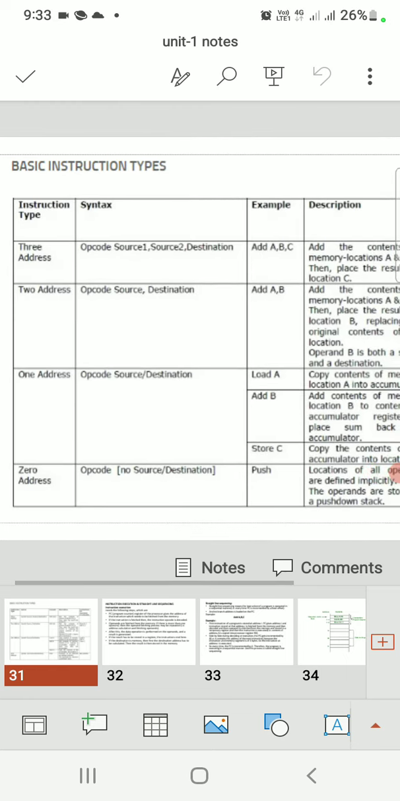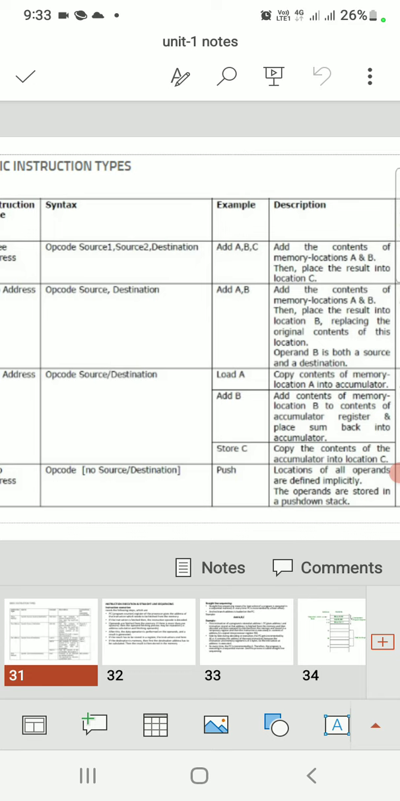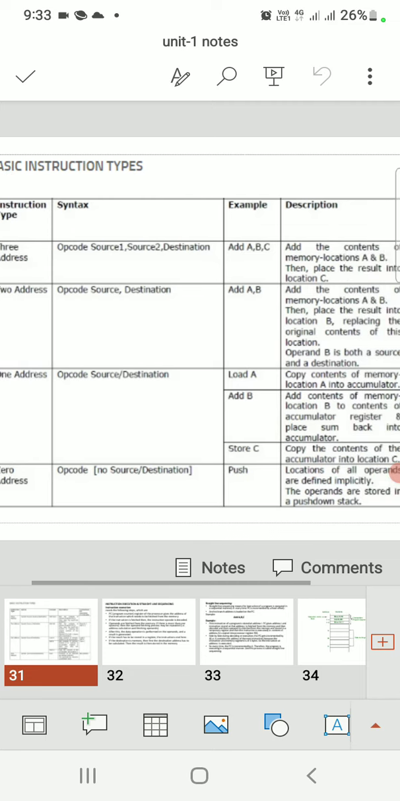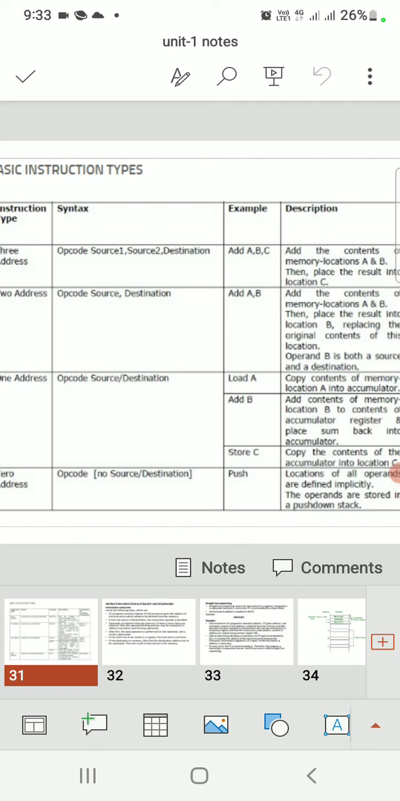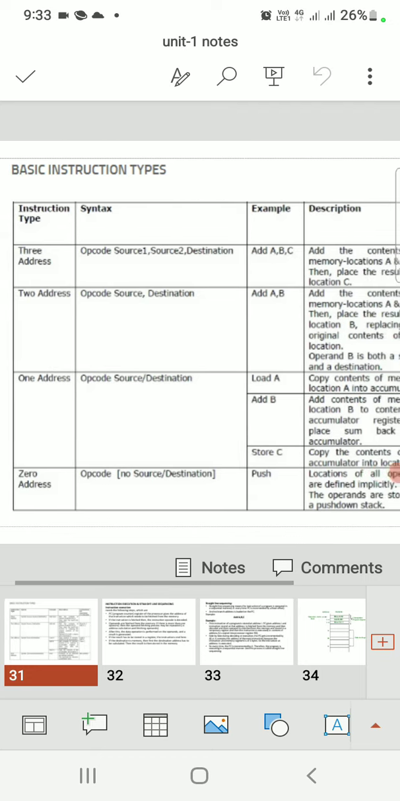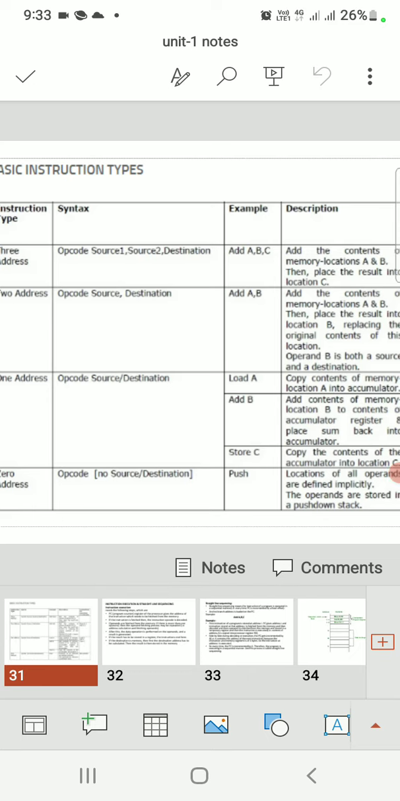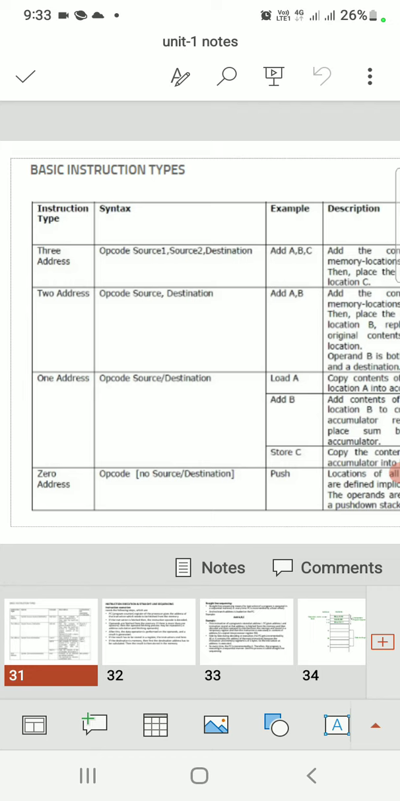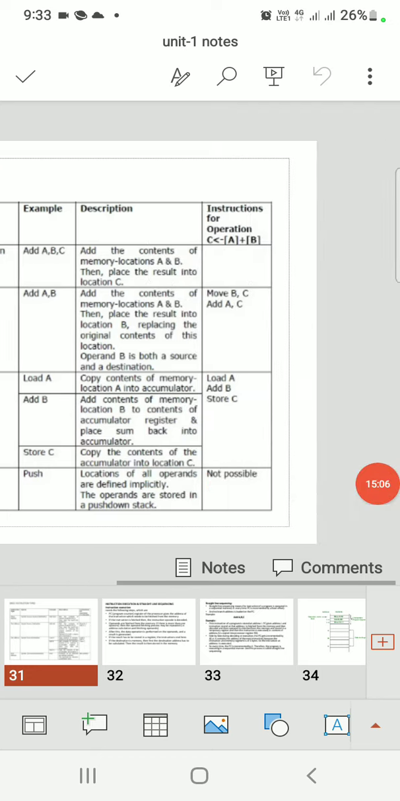We have three-address instructions. Opcode is add, the first source is A, the second source is B, destination is C. Two-address instruction is opcode, source, destination: the opcode is add, source is A, destination is B. One-address instruction: load A, add B, store C. Zero-address instruction is a push operation.